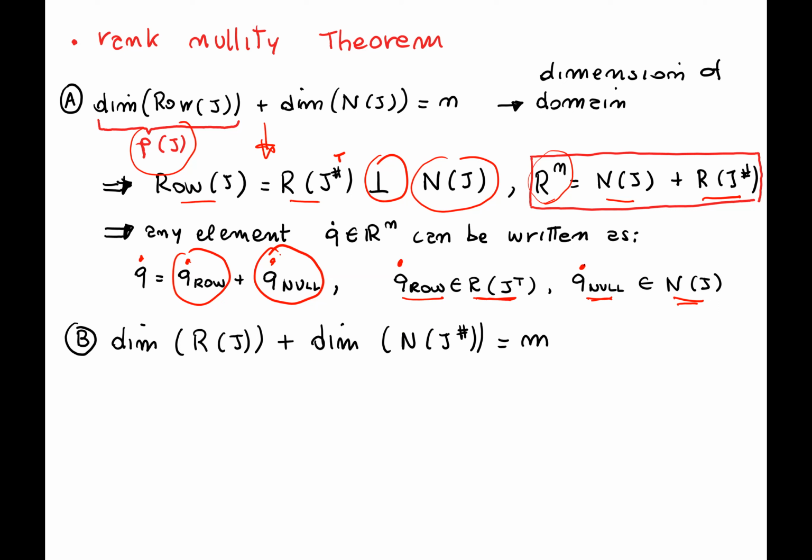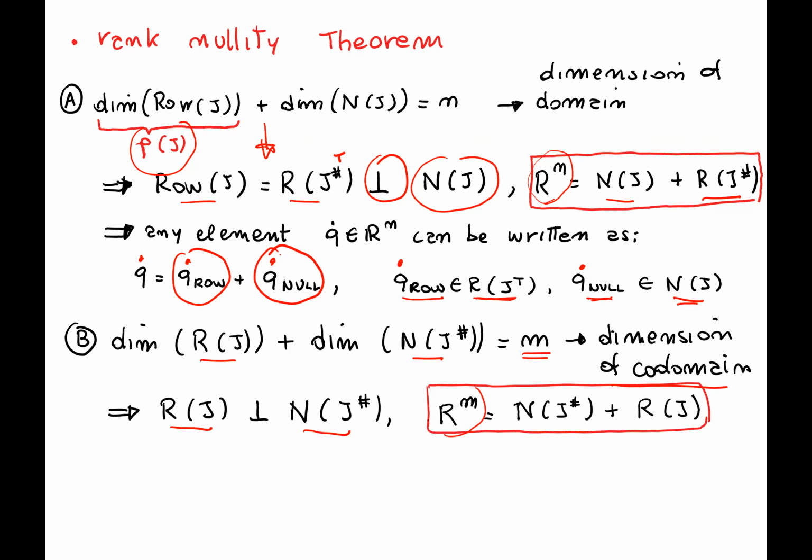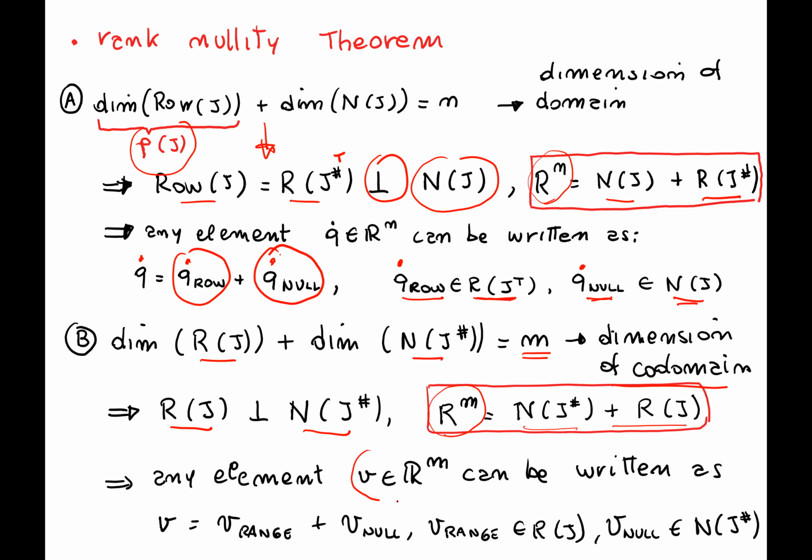Then the same holds for the task space. The dimension of the range space of J plus the dimension of the null space of J pseudo inverse is equal to the task space dimension, which is the dimension of our codomain. And the consequence is that the range space of J is orthogonal to the null space of J pseudo inverse. The whole task space is the sum of these two, and any element of the task space velocity can be written as a sum of null space component and range space component.